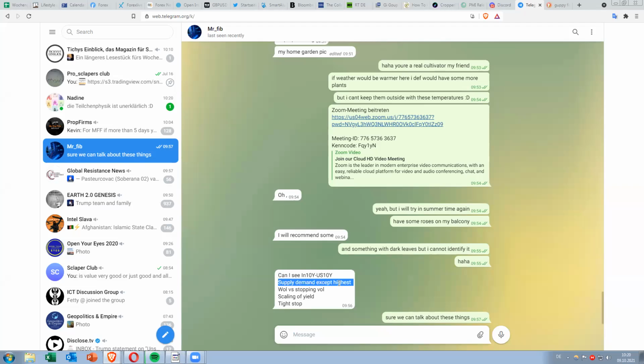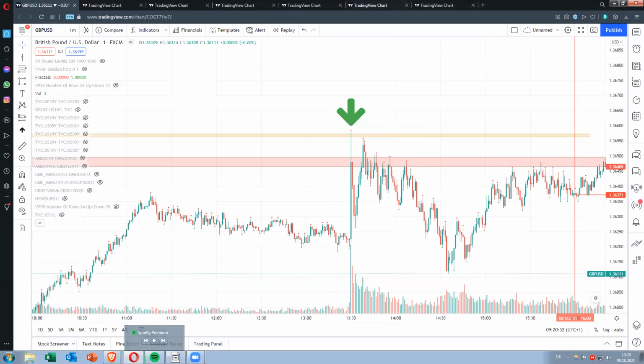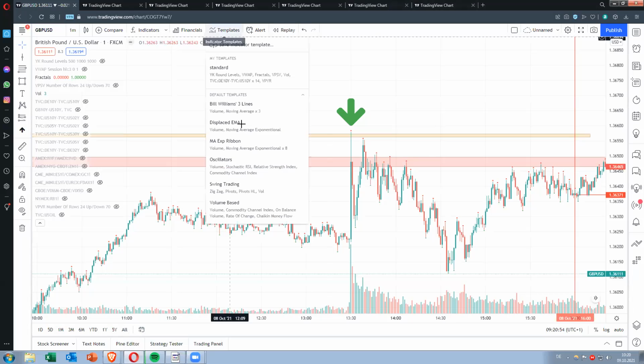What do you mean by except the highest? I mean, there are more highs. Okay. Spike. Okay, withdrawal of liquidity versus stopping volume, scaling of yield, tight stop. Okay. Let's start with a fresh chart template. Displays TMA.